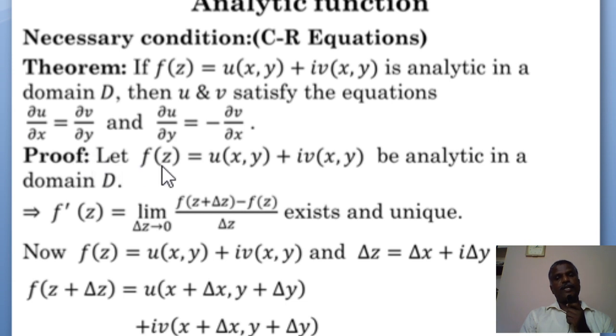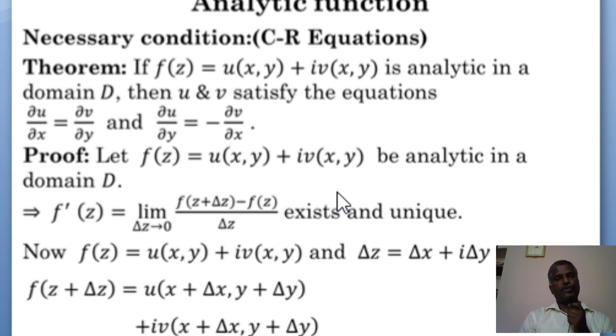Proof. Let f of z equal u of x comma y plus i into v of x comma y be analytic in a domain D. It is given, so by the definition of analytic, it is differentiable. So the derivative exists. The derivative of f of z, that is f dash of z, is equal to the limit of f of z plus delta z minus f of z divided by delta z, as delta z tends to 0, exists and is unique.